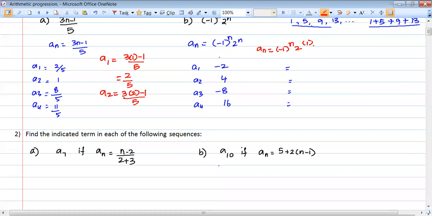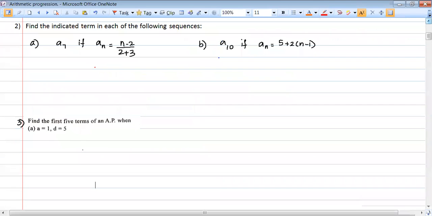You know very well 2 power 1 is 2, 2 power 2 is 4, 2 power 3 is 8, 2 power 4 is 16. But whenever n is there, minus 1 the whole power n, whenever n is an odd number, you will get minus 1. Whenever n is an even number, this minus 1 becomes plus 1. So every alternate term comes positive, remaining terms come negative. That's it. What shall I do for that?